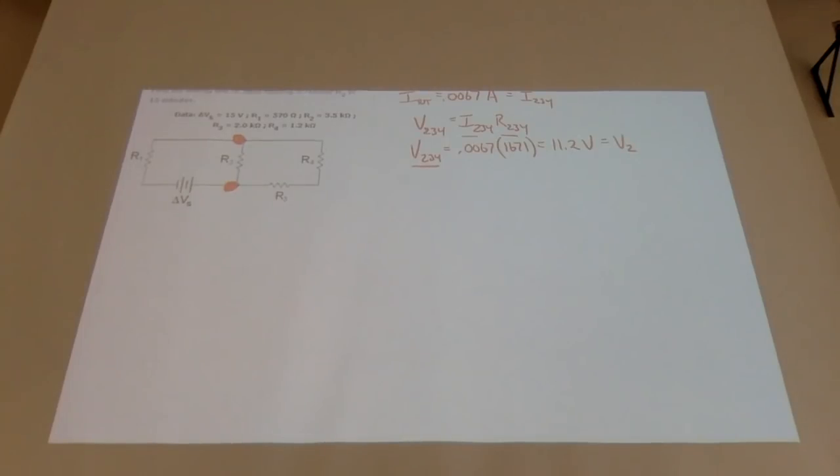So once I have that, and now we're getting close, I can use Ohm's law once again and say V2 is equal to I2 times R2. And we can find the current through resistor 2. So I2 is equal to V2 over R2. That's 11.2 over R2, which is 3,500. And I've got 0.0032 amps for that one.